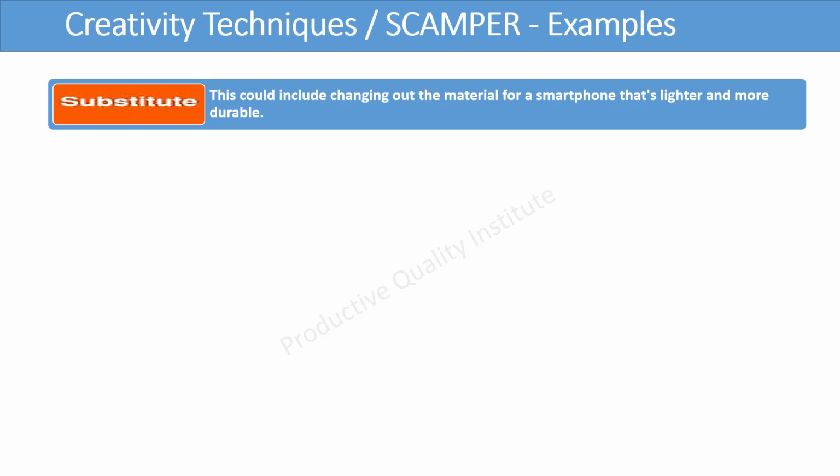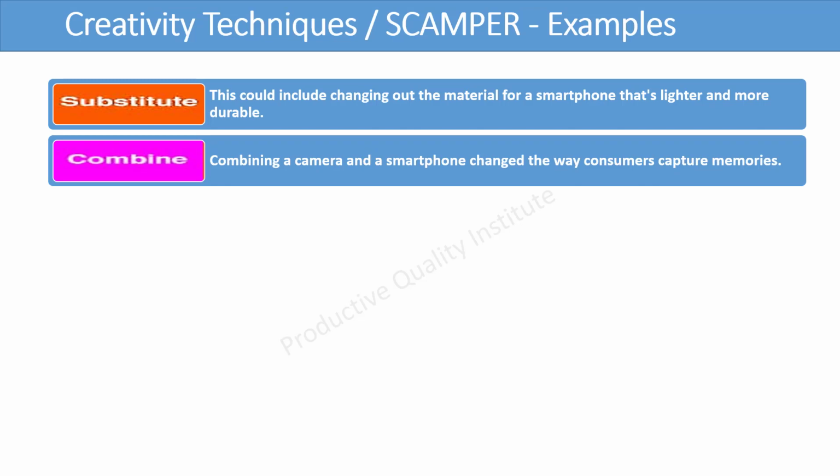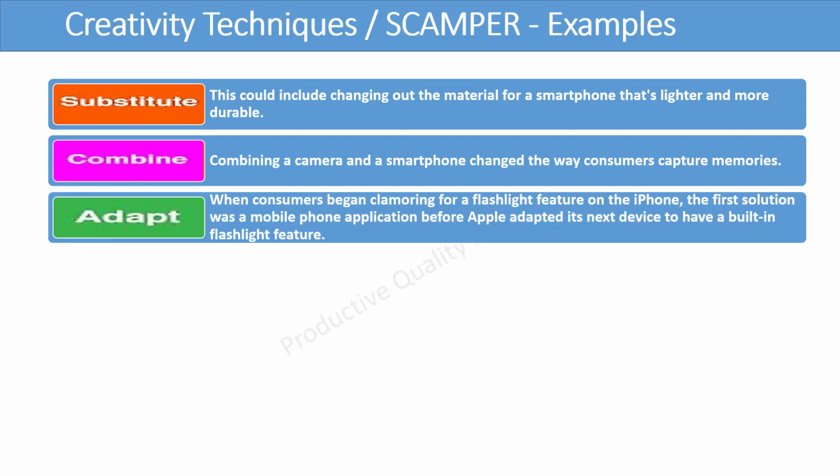Examples for SCAMPER. Substitute. This could include changing out the material for a smartphone that's lighter and more durable. Combine. Combining a camera and a smartphone changed the way consumers capture memories.